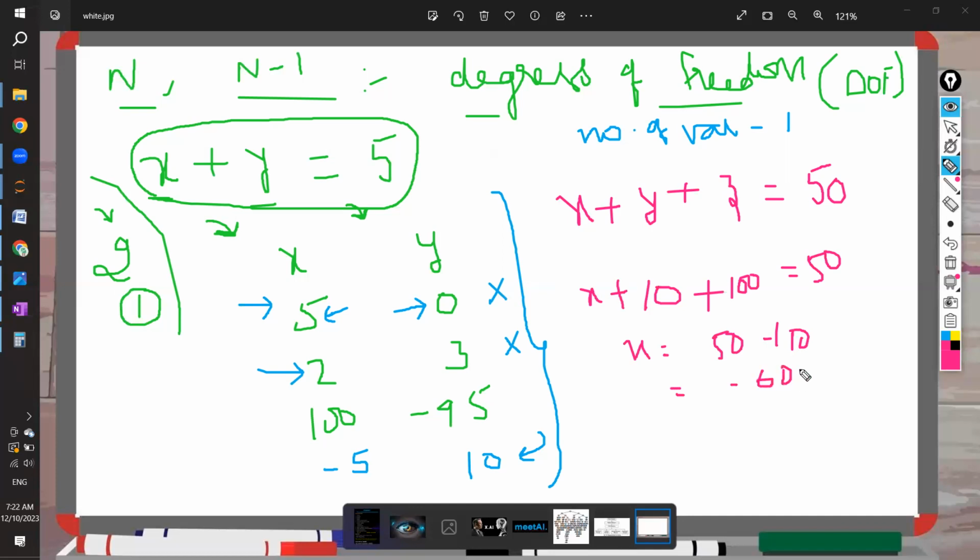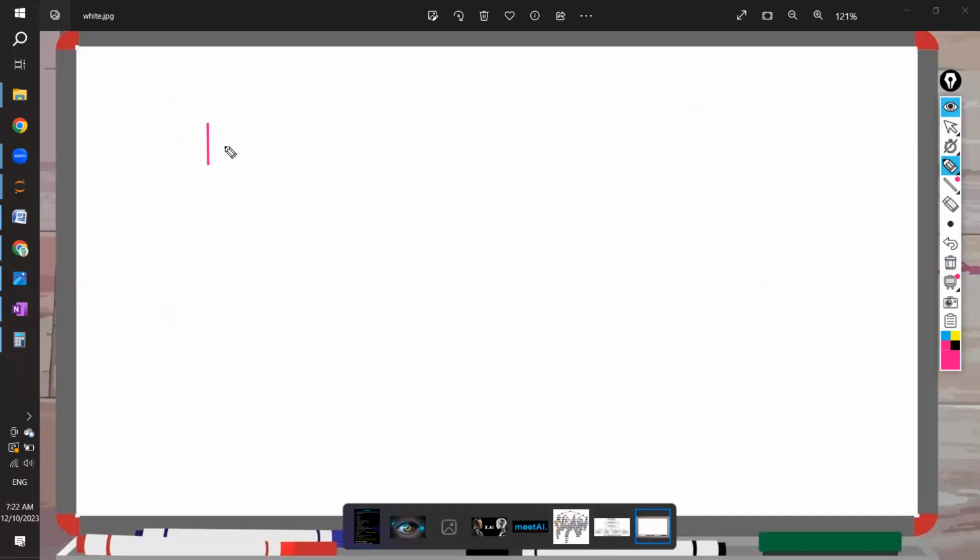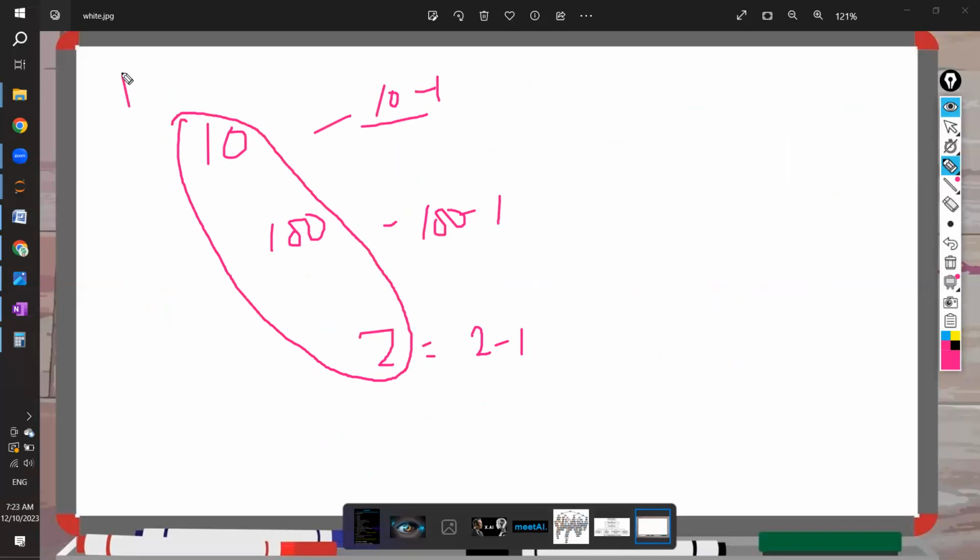Right? So now you don't have choice for this. So that's why the number of variables, whatever you are having, the degrees of freedom will be number of variables minus 1. Getting? So if you have 10 variables, the degrees of freedom will be 10 minus 1. If you have 100 variables, the degrees of freedom will be 100 minus 1. If you have 2 variables, it will be 2 minus 1. Fine. So if the actual data is n, the degrees of freedom will be n minus 1.